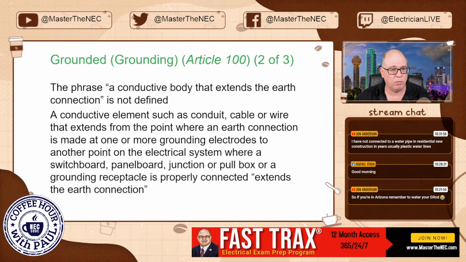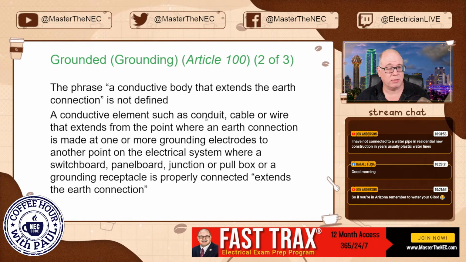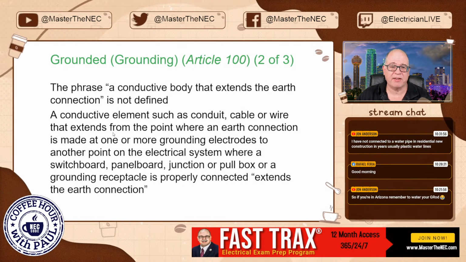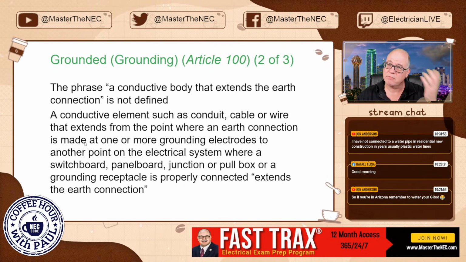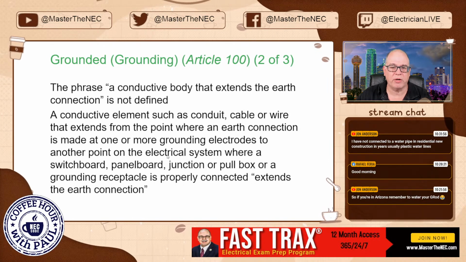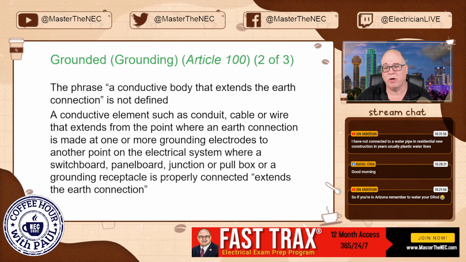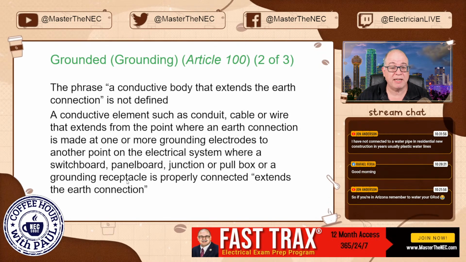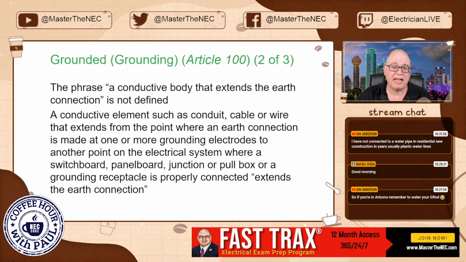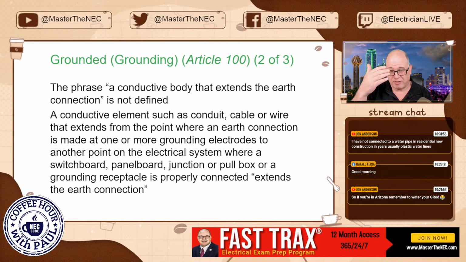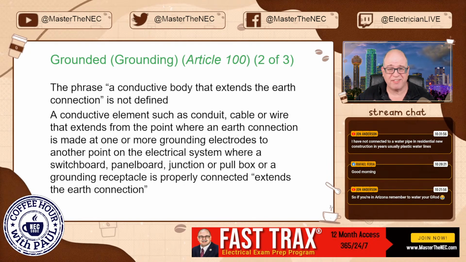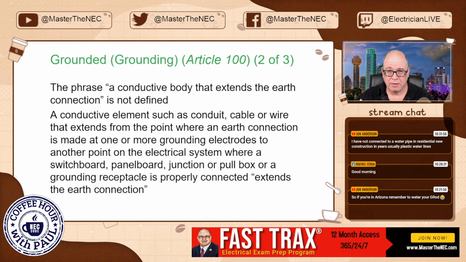Well, it is a conductive element such as conduit, EMT tubing, cable, or wire that extends from the point where the earth connection is made, let's say back at the service, at one or more grounding electrodes, to another point on the electrical system where the switchboard, panelboard, junction or pull box, or a grounding-type receptacle is properly connected, and actually extends that earth connection. So an equipment grounding conductor extends that connection. If I have a multi-story building and I'm using the building steel, that's the I-beams, that's the structural component, okay?